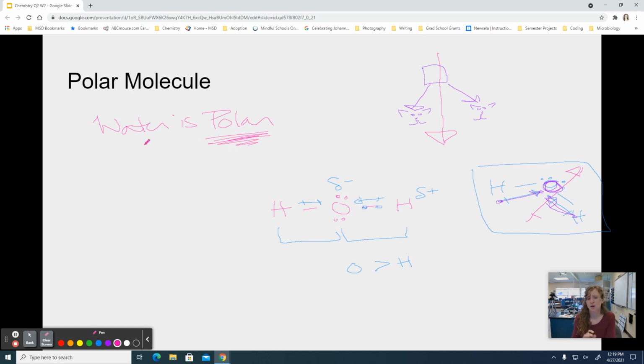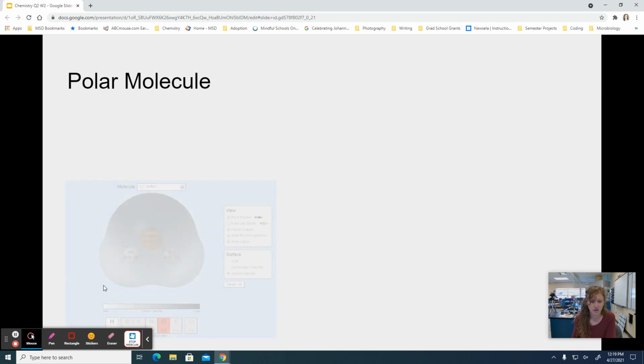Now, like I said, you don't have to understand polarity in molecules. You just have to understand if a bond is polar or not. And then you have to trust me. Water is a polar molecule. I'm going to show you this with those similar diagrams.